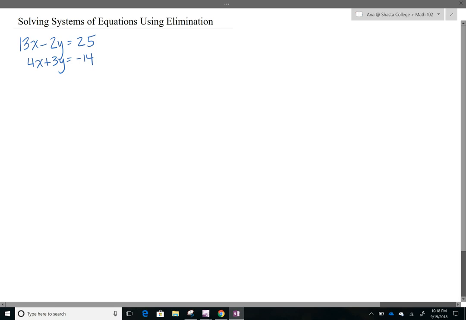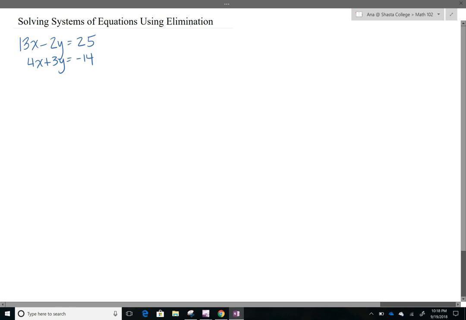Today I'm going to be solving systems of equations using elimination. Elimination is also called addition or solving by linear combinations. There's three different main ways that you can solve systems of equations: graphing, substitution, and elimination. Each of these methods has their own pros and cons.